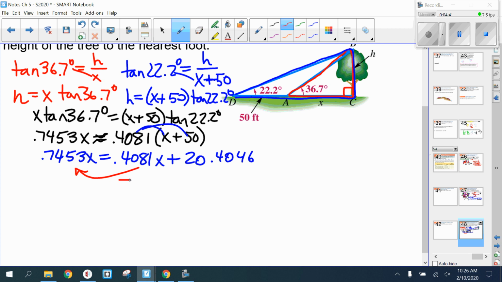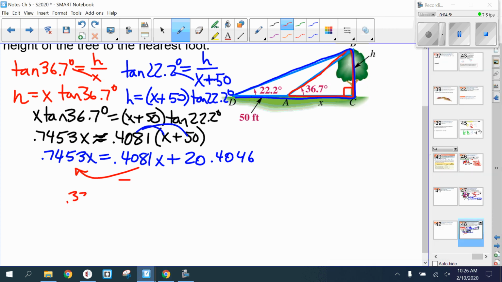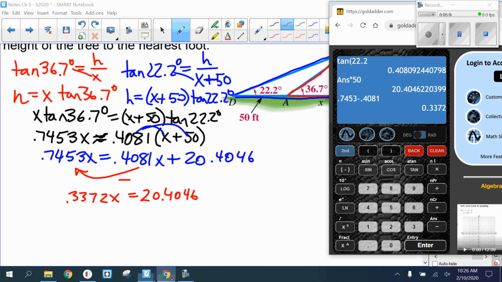I would subtract this number over. 0.3372. And then divide, keeping in mind we are only approximately. So we've got about 60.5.